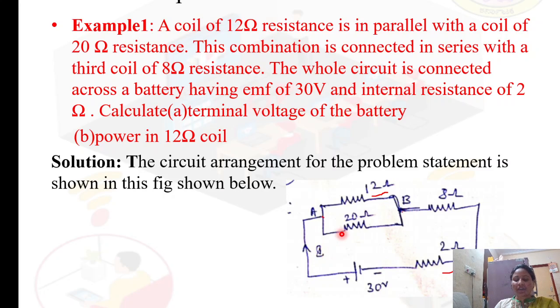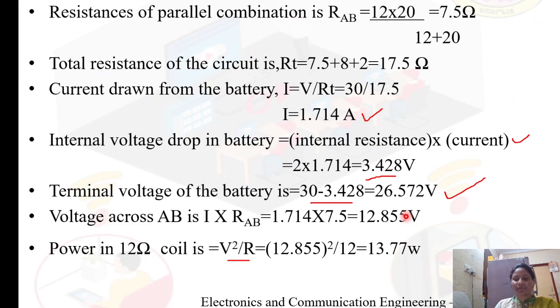Which we can calculate as V is equal to I into R. I is the total current and R is RAB, which gives us the voltage value. Using that we have calculated here the voltage between point A and B as 12.85 volts. Now power is equal to 13.77 watt using this information.